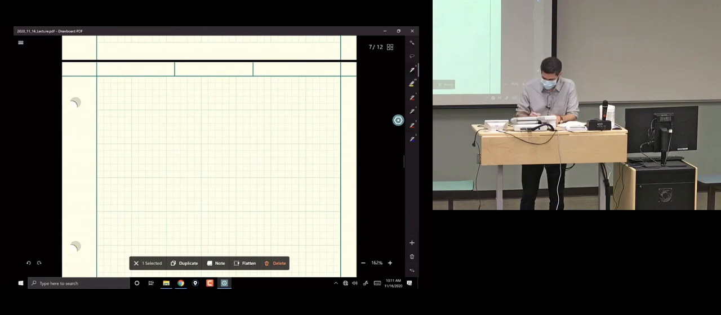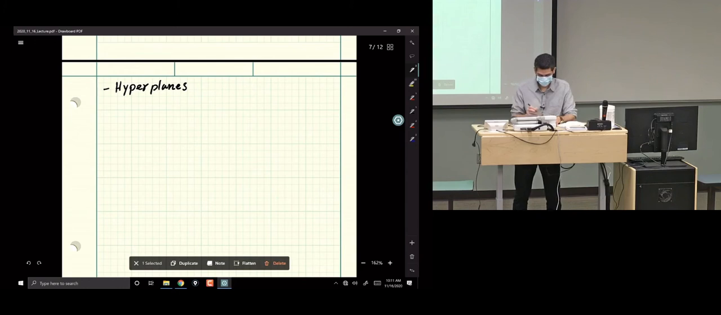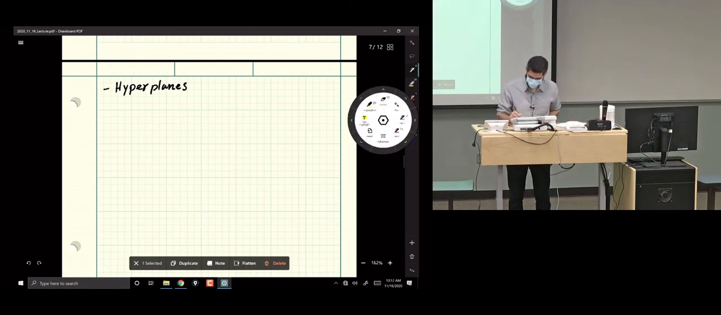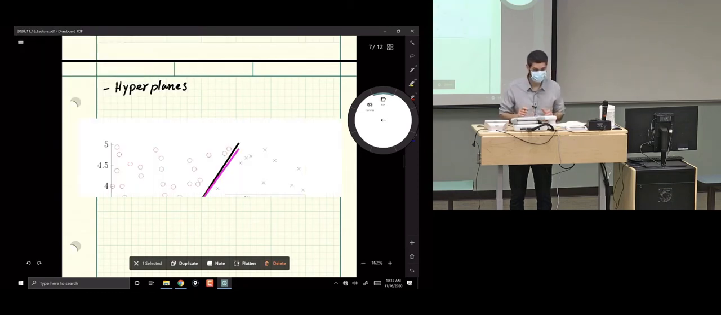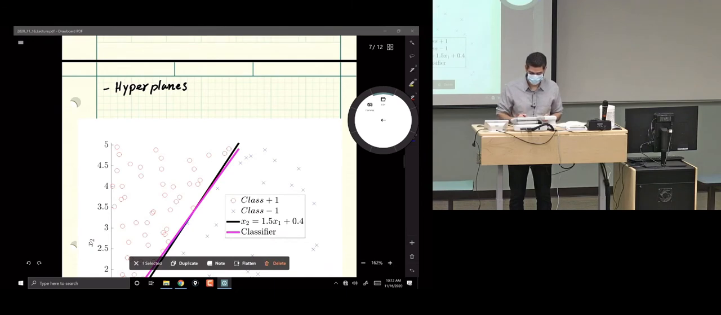We're going to talk about hyperplanes. I'm going to add a figure. We might not reach that far today, but this will motivate us to carry on the discussion. And this is really just one example, but it's a very relatable example from machine learning.